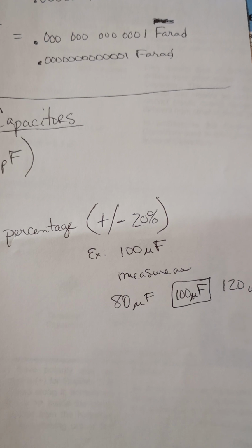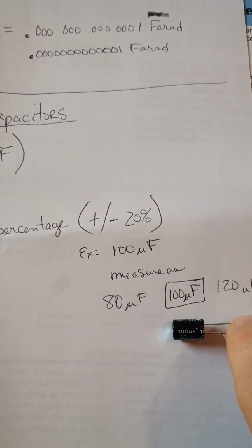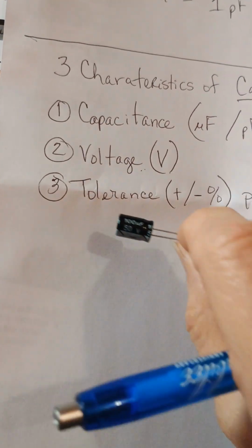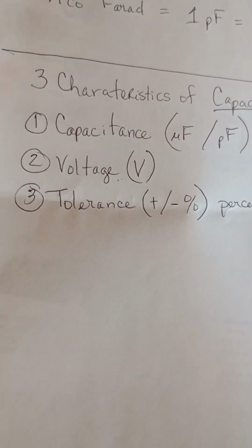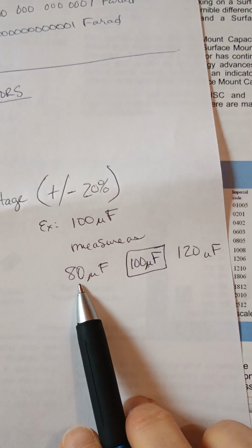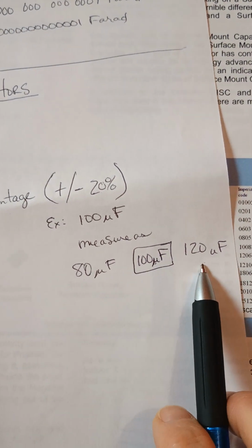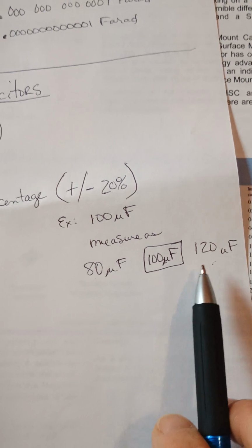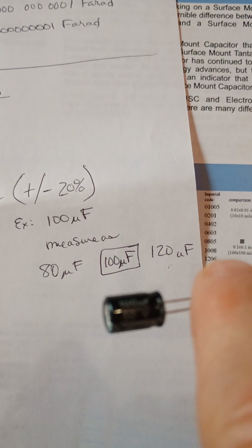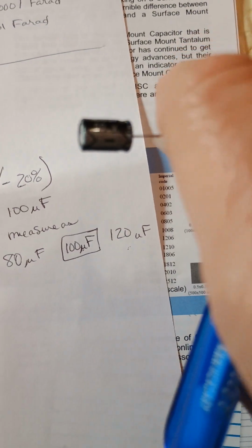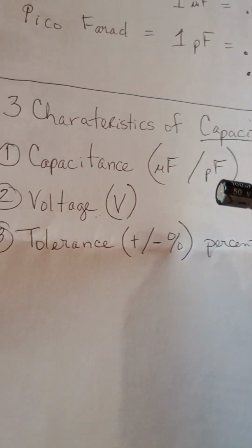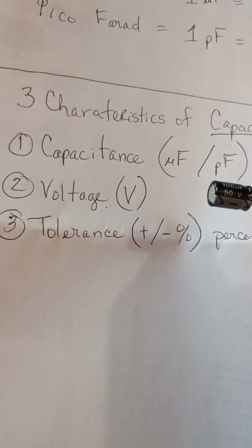Matter of fact, we can pull this over here. This is what the capacitor says it is. But when we look at our tolerance, over on our third characteristic, now it could be as low as 80, or it could be as high as 120. Okay. It also tells you the voltage on there. So let me see if I can get that to zoom in. There we go, the voltage. And that's our second characteristic right there.